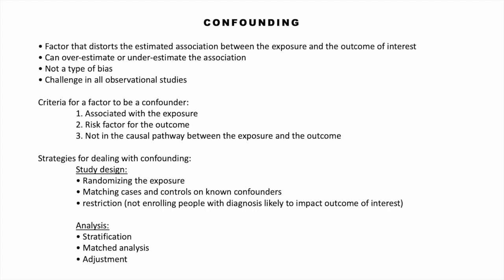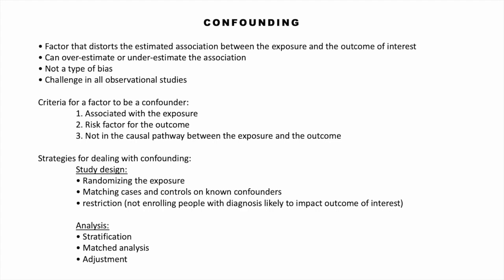For something to be a confounder, it has to be associated with the exposure, it's a risk factor for the outcome, and it's not in the causal pathway between the exposure and the outcome. Going back to the cervical cancer example, HPV infection would not be a confounder when studying cervical cancer because it's in the causal pathway to the development of cervical cancer.